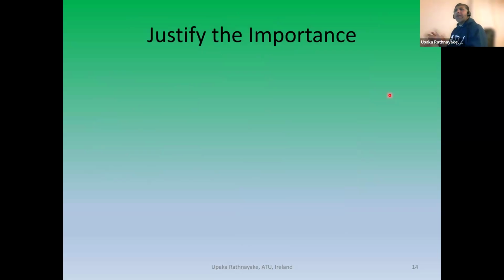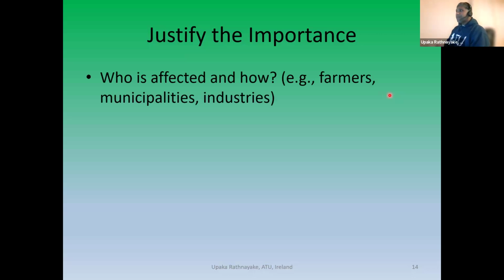Then moving on, I need to justify the importance, why this is really important. When you are working on a research project, when you are putting a problem into research, I need to justify the importance. So, how would I do that? I need to find who is affected and how. For example, farmers, municipalities, industries, various stakeholders are there.